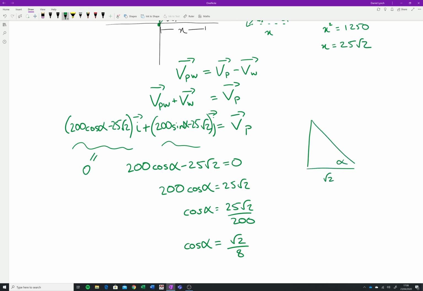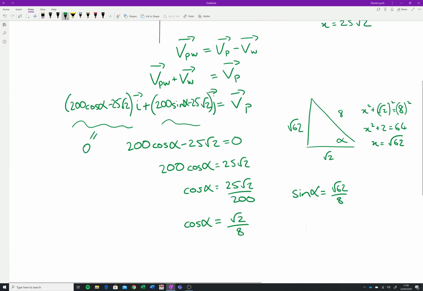So it's root 2 over 8. That's adjacent over hypotenuse. So we can say x squared plus root 2 squared equals 8 squared. That's x squared plus 2 is equal to 64, and x is equal to root 62. I don't think that's a particularly nice number, root 62. So sine alpha, anyway, we know is equal to root 62 over 8. That's what it is precisely.